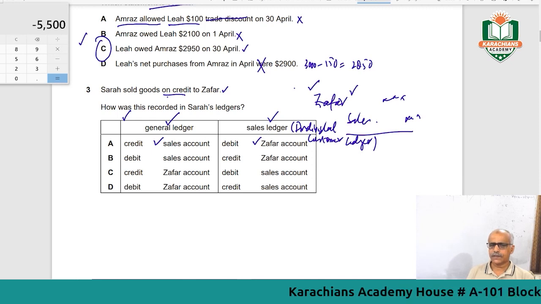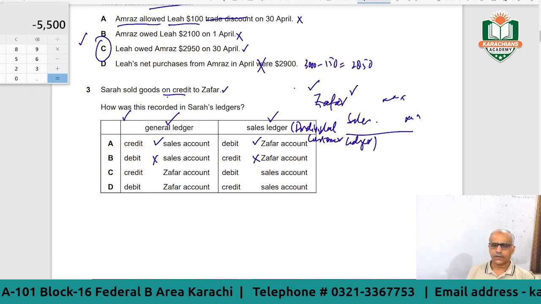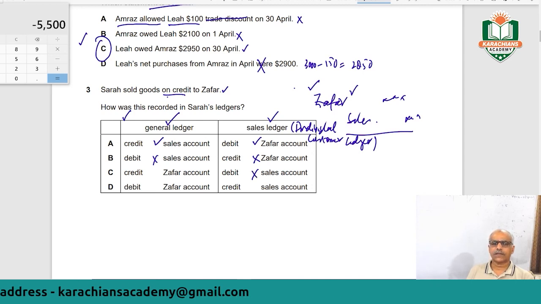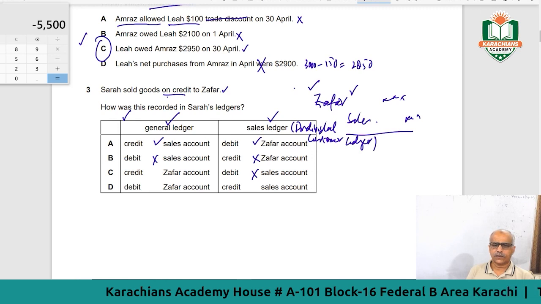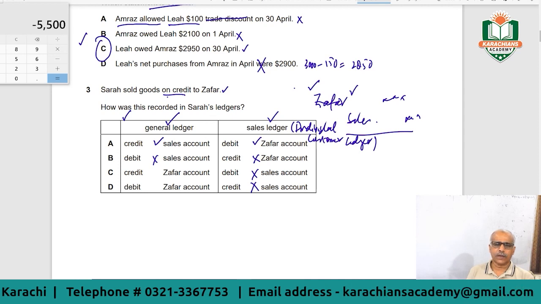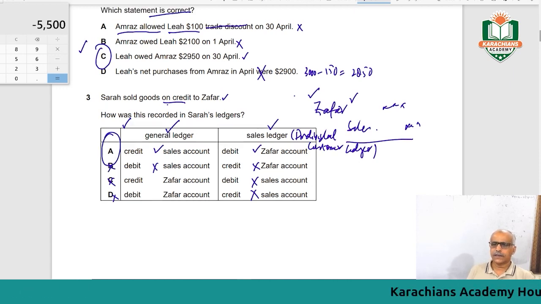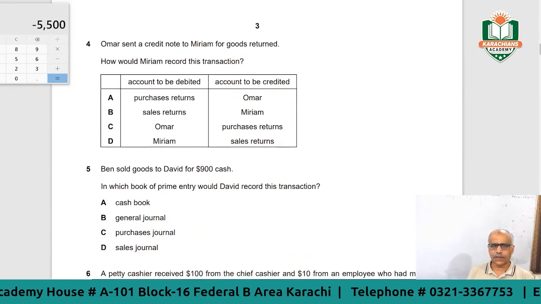Option B, sales account debit, no. Credit Zafar account, this is absolutely wrong. Debit sales account has nothing to do in the sales ledger, because the sales account is maintained in the general ledger, right? So this is not applicable, only these two are applicable. And if this is not applicable, then it is not, and it is not. The option is A, right? In case of any clarification, you can write to us, and we can try to respond to you quickly.